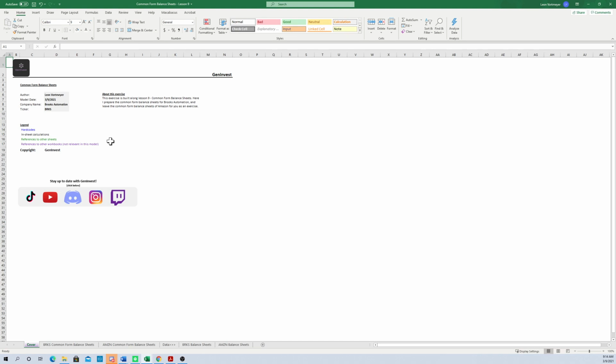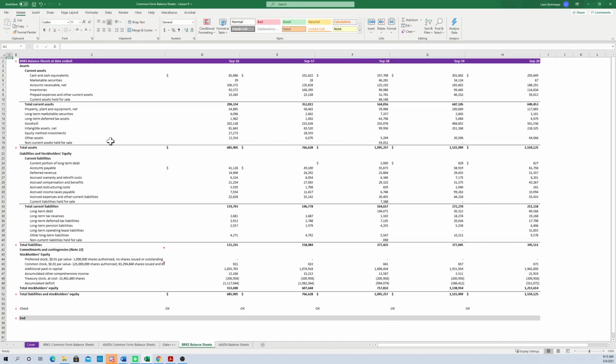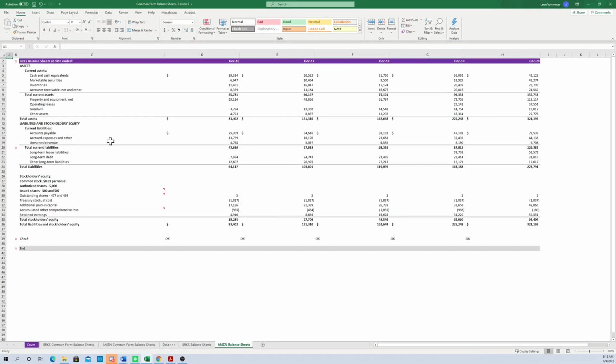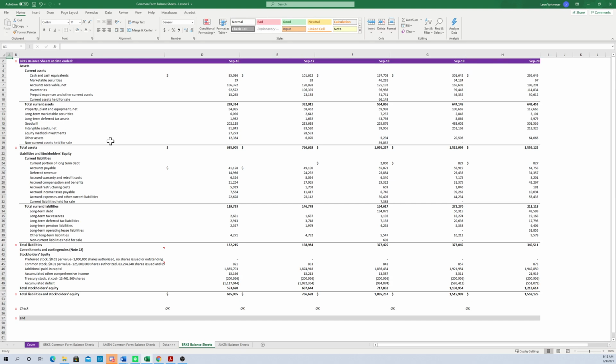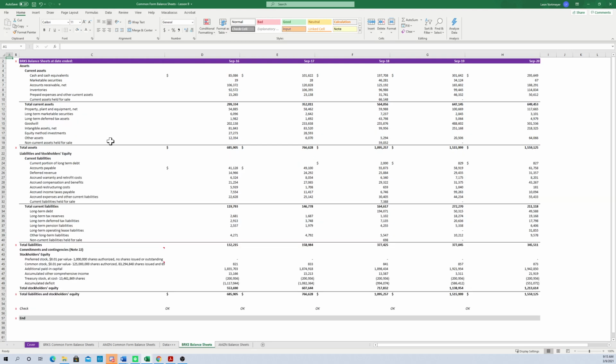And so what we're going to do today is build the common form balance sheets for Brooks Automation and Amazon. As you see here, I've pulled in the historical balance sheet data on a 5-year annual basis for the date ended of both Brooks and Amazon's fiscal years. This happens to be end of September for Brooks and end of December for Amazon.